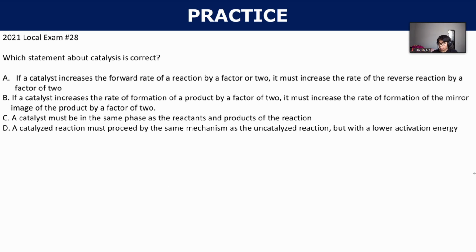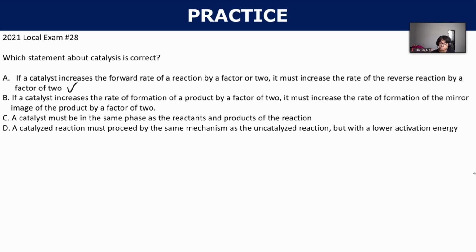Let's move on. Which statement about catalysis is correct? So let's go through all of them. A, if a catalyst increases the forward rate of a reaction by a factor of 2, it must increase the rate of a reverse reaction by a factor of 2. This makes sense because remember, catalysts do not change the position of equilibrium. It affects the forward rate and the reverse rate the same amount, so that the equilibrium just happens faster instead of at a different position. So A makes sense. Let's just keep it, and then let's look at the other ones.